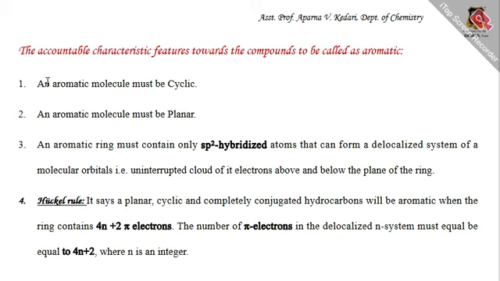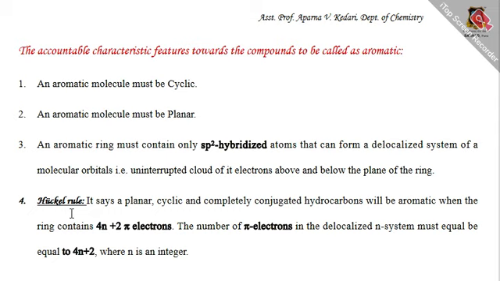The first feature is that an aromatic molecule must be cyclic. Second, the aromatic molecule must be planar. Third, an aromatic ring must contain sp2 hybridized carbon atoms that can form a delocalized system of molecular orbitals, that is, an uninterrupted cloud of electrons above and below the plane of the ring. Then the compound must obey Huckel rule.